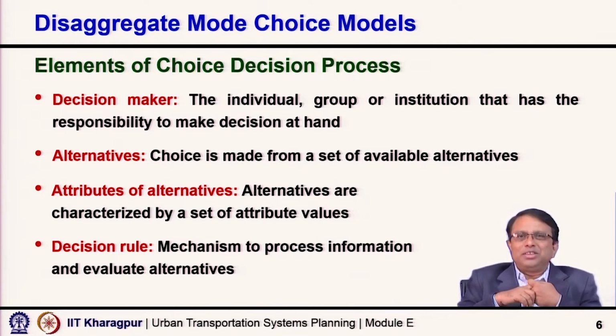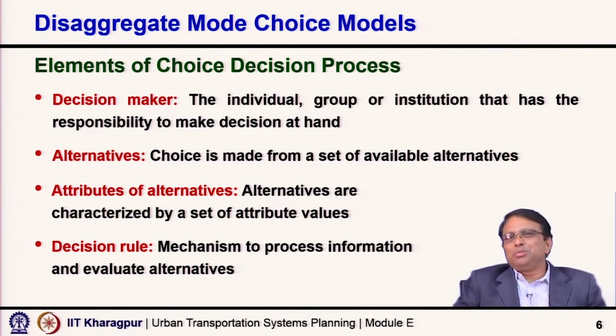Then third, is it only the alternatives? No, alternatives are described by certain attributes. So, what are the attributes of alternatives that are relevant? Alternatives are characterized by a set of attribute values. For example, how much is the travel time by each of these modes, how much will be the cost, how much will be the waiting time, what is the level of crowding I will face when I am comparing multiple options for public transport.